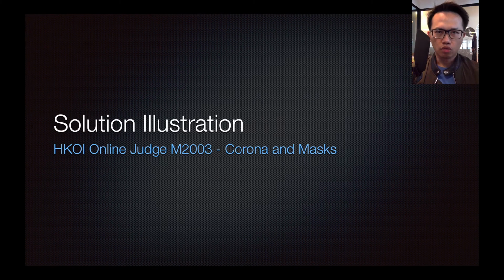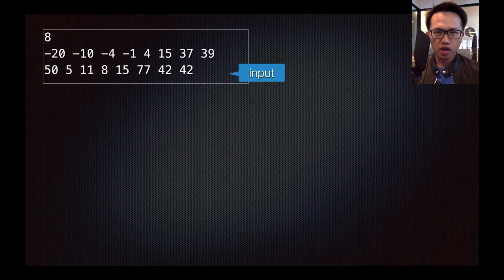M2003 Corona and Masks. It's a mini competition problem from the HKOI Online Judge website. In the GitHub link below, you can find the problem in its entirety. So go ahead and read the problem and come back and solve the problem together. So first, let's play around with the problem a little bit to gain some intuition and insight into the pattern of the underlying problem.